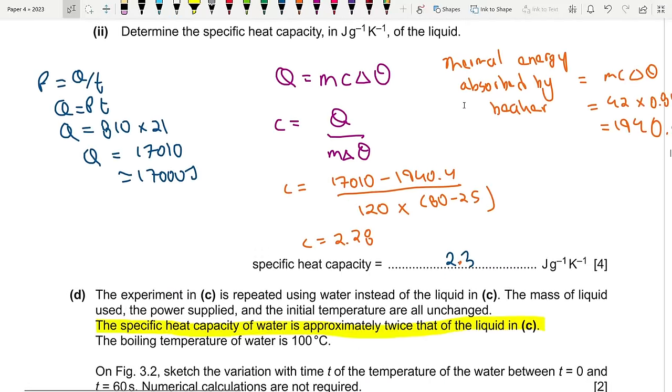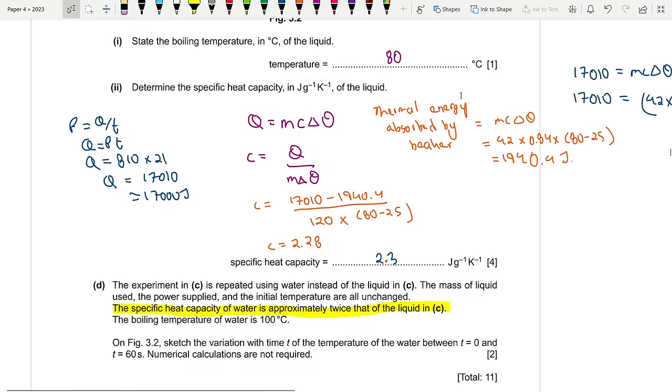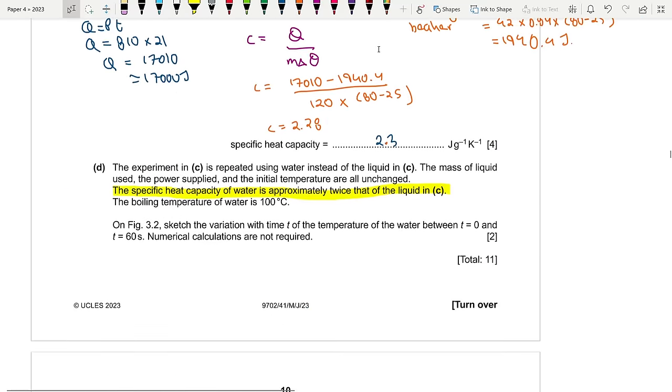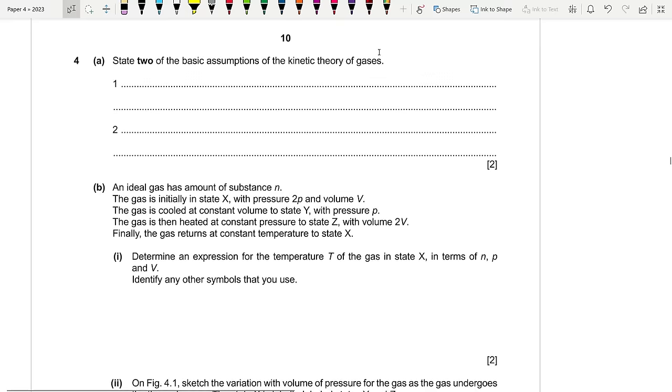Hopefully I could clarify, guys. So if you have double the heat capacity, the gradient will become halved, and if you have half the heat capacity, the gradient will become double. It's inverse, okay? Inversely related. Fine. Moving on to question number 4, state two basic assumptions of the kinetic theory of gases.